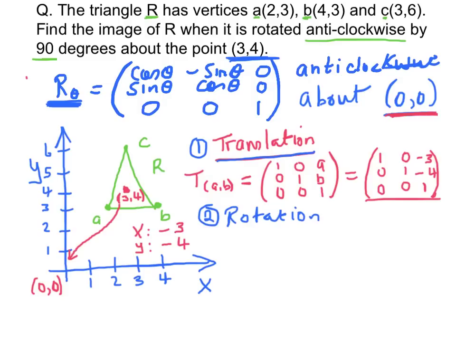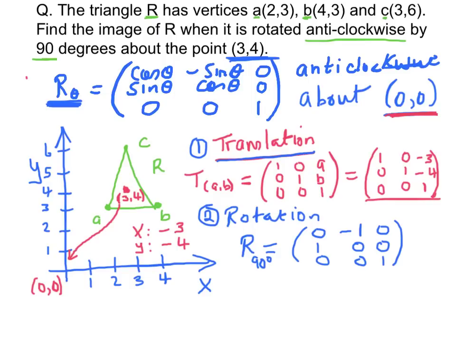So the rotation is, theta is 90 degrees. If you work out the cosine of 90, you'll get 0. If you work out the sine of 90, you get 1. So the rotation matrix is 0, -1, 0, 1, 0, 0, 0, 0, 1. So that's my rotation of 90 degrees anti-clockwise about the origin.